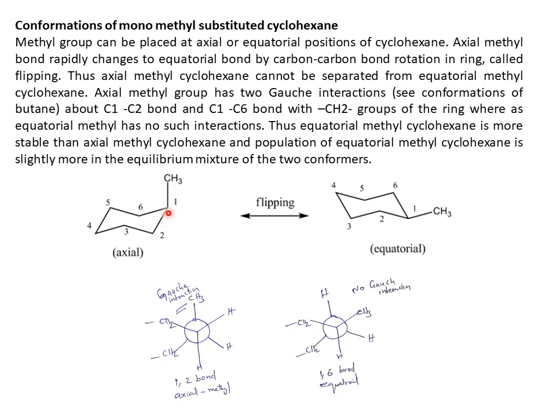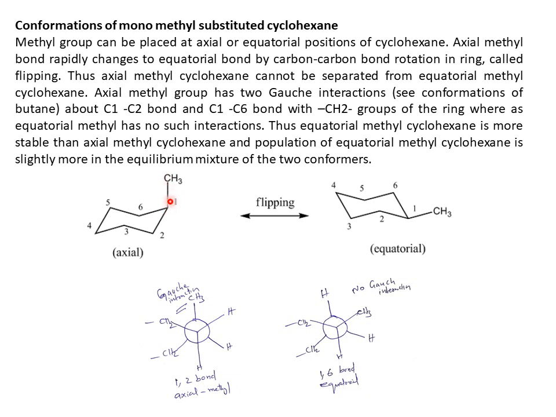bond. Similarly, when you look through the 1,6 bond, here also there is a Gauche interaction between the axial methyl group and this CH2 group. Therefore, whenever there is a CH3 group in axial position, there will be two Gauche interactions.